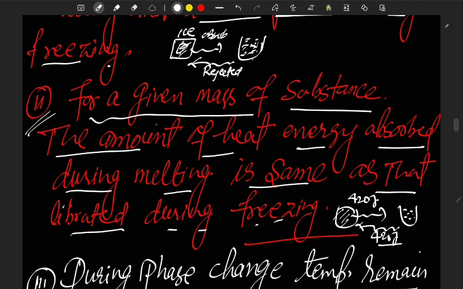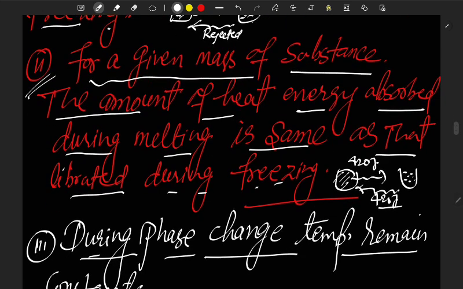Now the second point is, for a given mass of substance, the amount of heat energy absorbed during melting is the same as that liberated during freezing. For a pure substance, like water. Water is a pure substance.